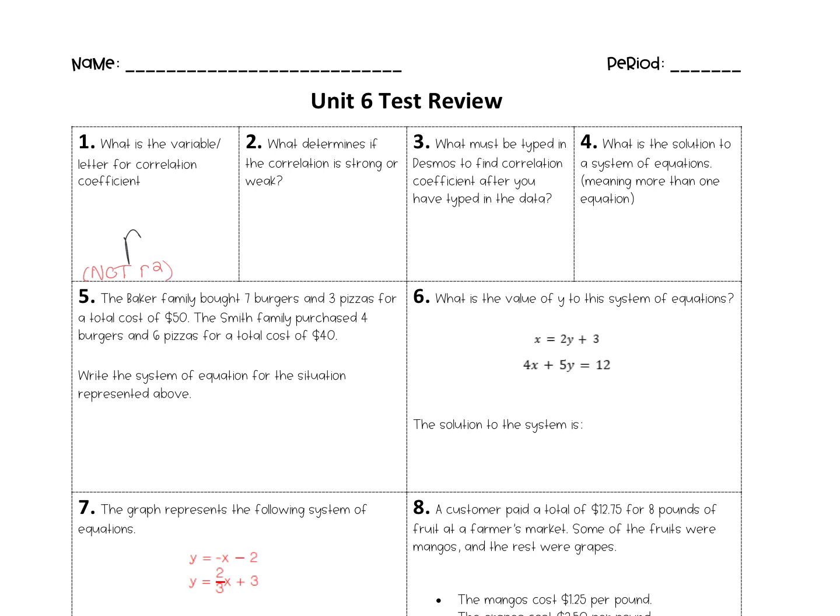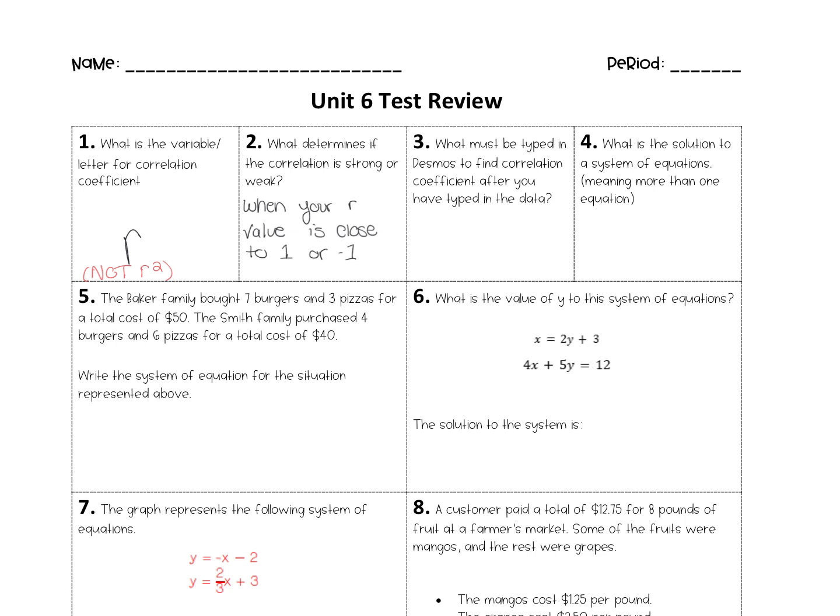What determines if the correlation is strong or weak? When your R value is close to 1 or -1. The closer to 1 or closer to -1 you are, the stronger it is.